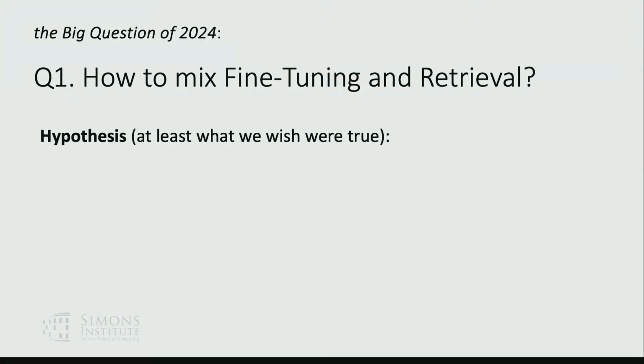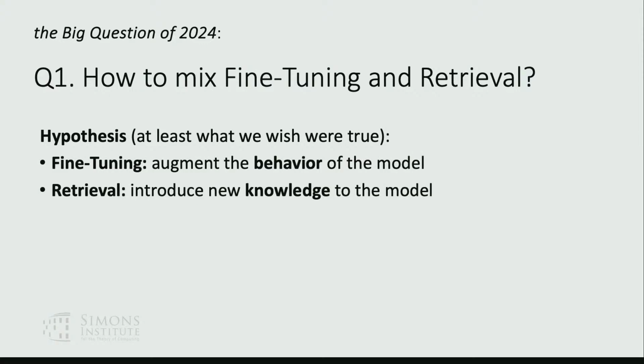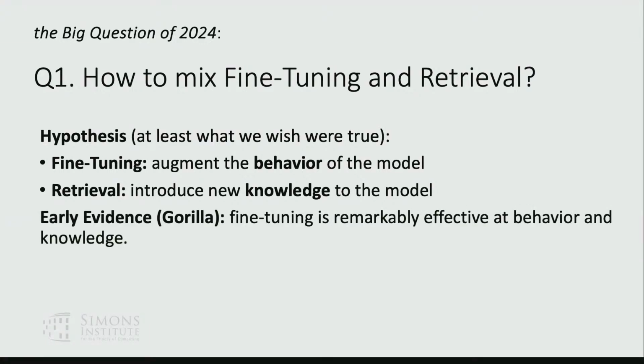What we wished were true, as a hypothesis, was that in fine-tuning you're augmenting the behavior of the model, whereas you use retrieval to introduce new knowledge into the model. Now, what we demonstrate with Gorilla is that this is not very true. Fine-tuning is, in fact, remarkably effective at incorporating both behavior and knowledge, except retrievers are inaccurate, right? Today you have billion-scale vector databases and multiple ways of doing similarity search, maybe even dot product or cross product, but retrievers are fundamentally not accurate. Even the best-in-class retrievers give you about 70% accuracy.